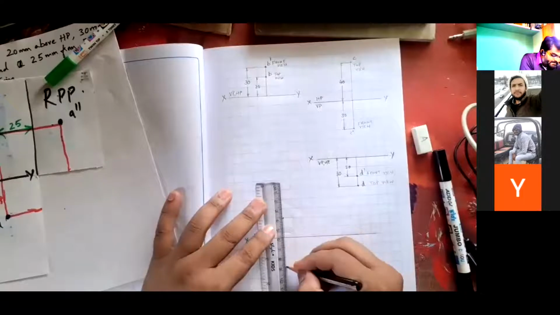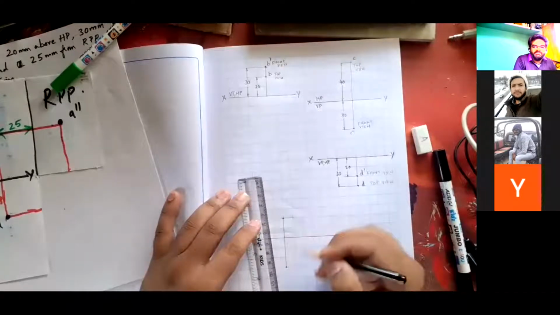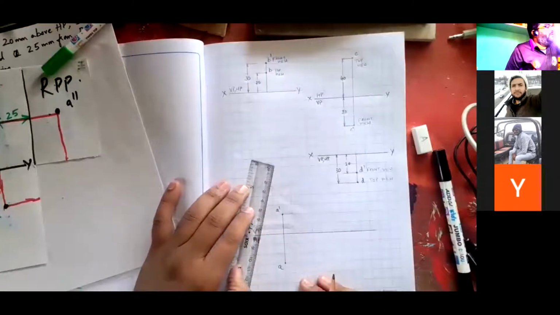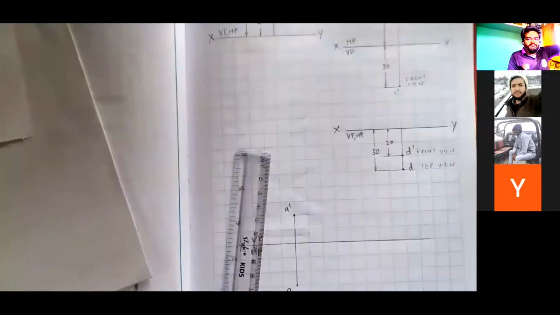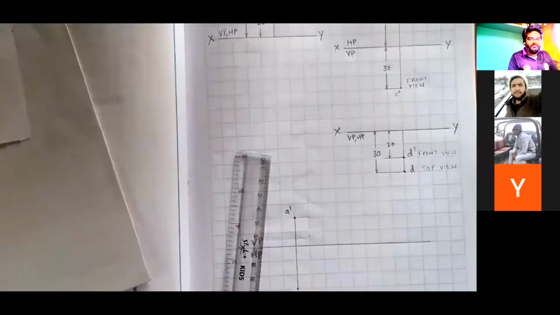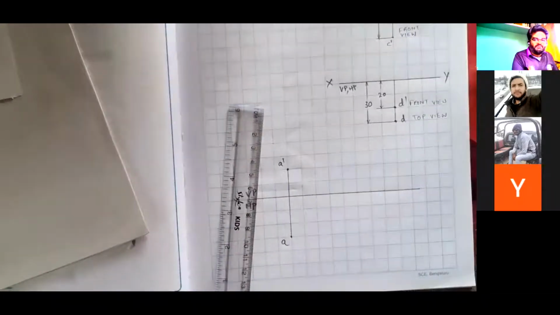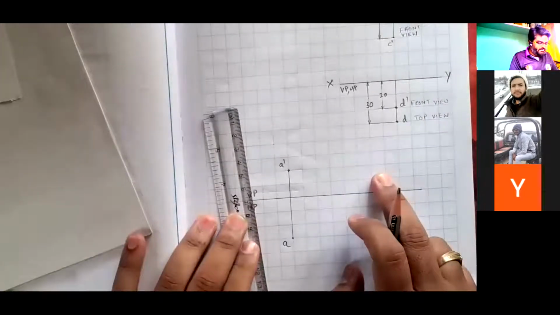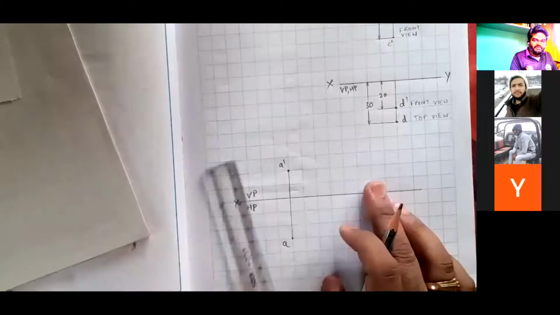A dash and A, which is the front view and top view. I got the front view and top view here. I need to get the side view. I don't know where to draw the RPP. So where to draw the RPP at the distance of 25 mm from here.